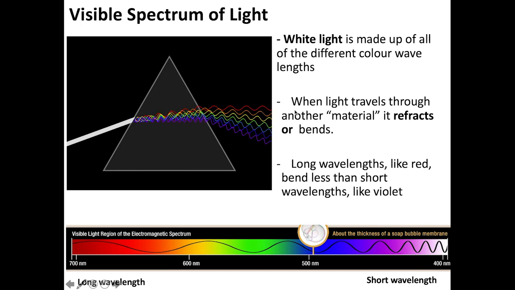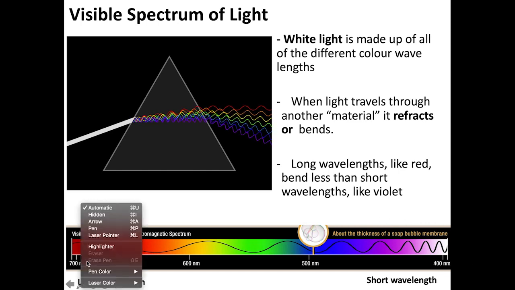So when light travels through another material, like this glass or water, any type of change in material, the light is going to refract, which is a word for bend. So it refracts or it bends. Long wavelengths like red are going to bend less. You can see that it's coming off at a different angle. It's not coming out at as much of an angle as this violet here, versus shorter wavelengths like violet, which are going to bend considerably more.